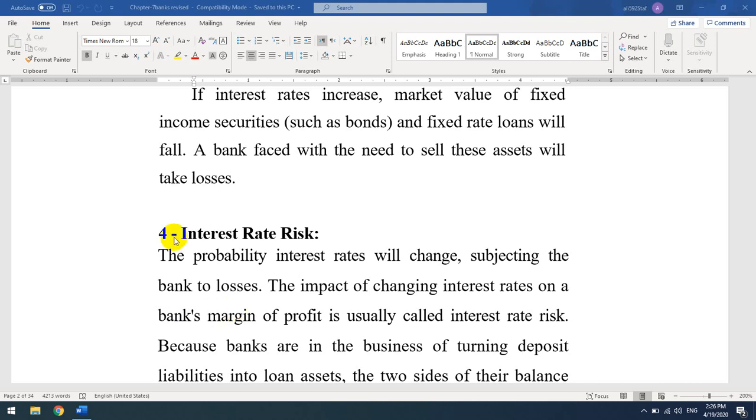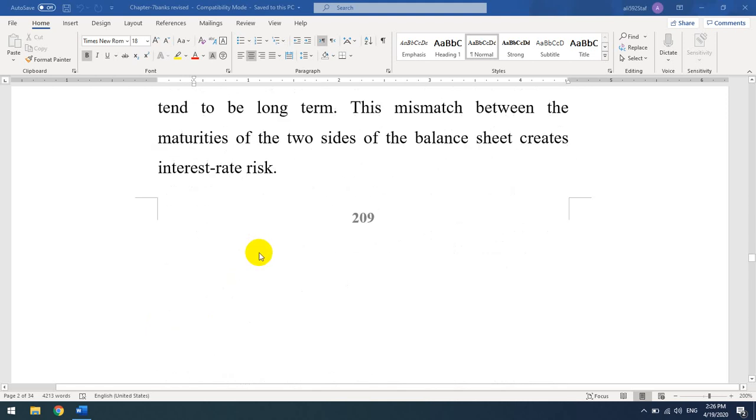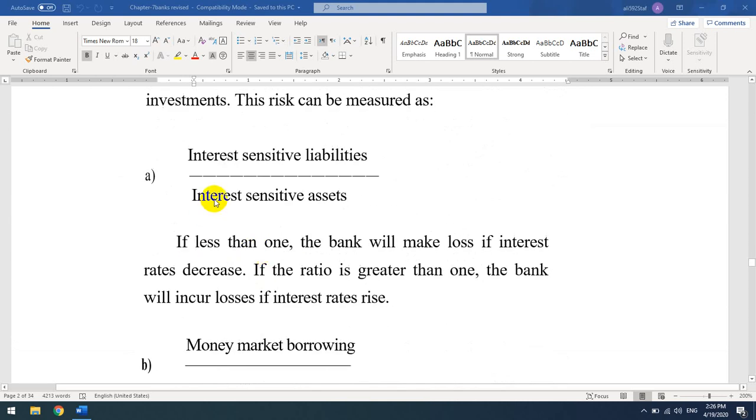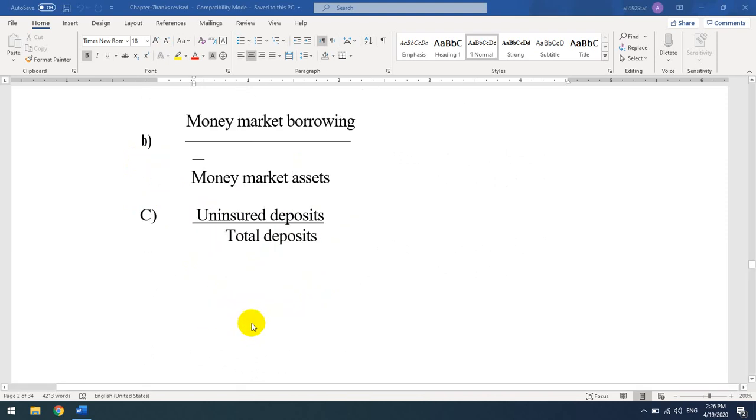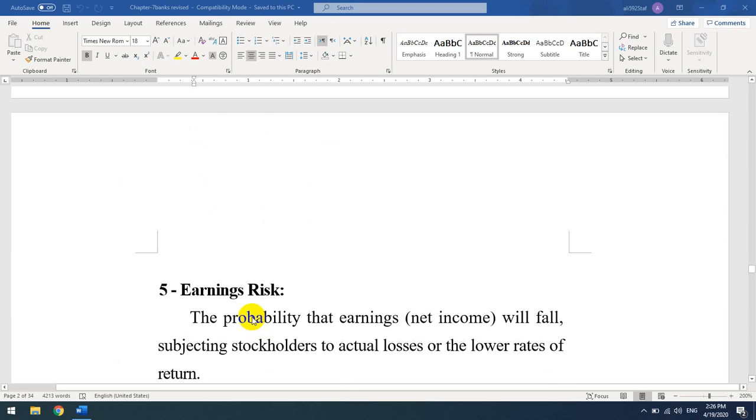So to evaluate the performance of a commercial bank, we have to measure the interest rate risk. Interest rate risk could be measured as interest sensitive liabilities divided by interest sensitive assets, money market borrowing divided by money market assets, and insured deposits divided by total deposits.